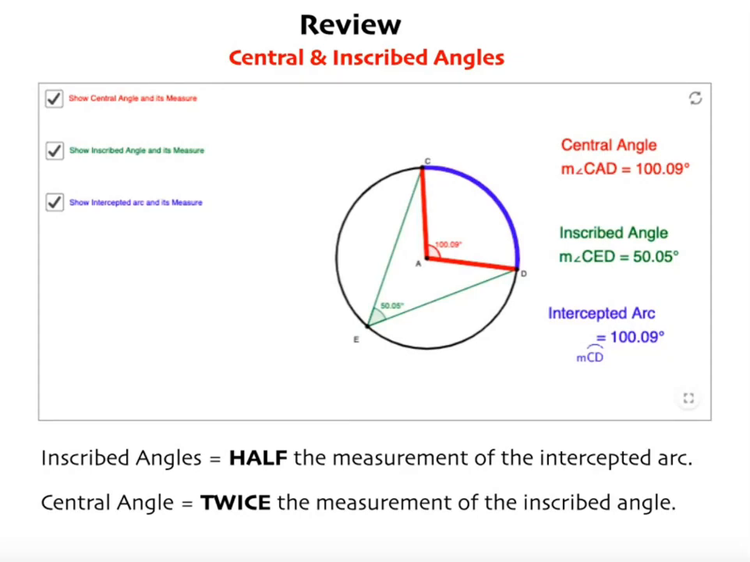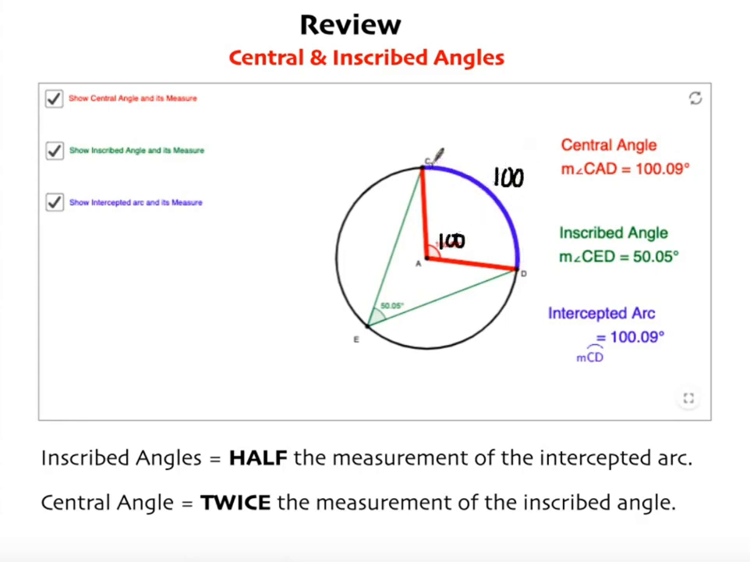Last week we learned that a central angle is an angle that goes through the center or through the middle of a circle. And we learned that the measurement of this central angle and its intercepted arc, which is the arc that goes from one point to the end, are going to be the same. I'm going to use 100 just to make it a little easier.